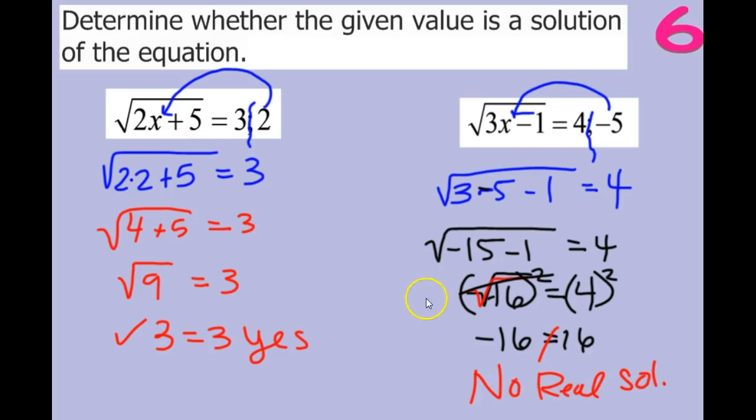You can stop here when you have the square root of a negative number, or if you continue to solve it, it's not going to work out.